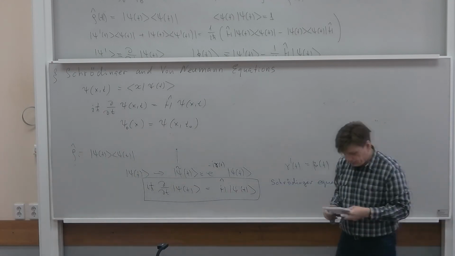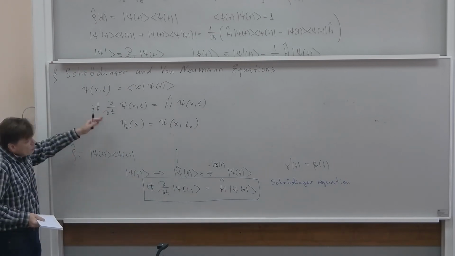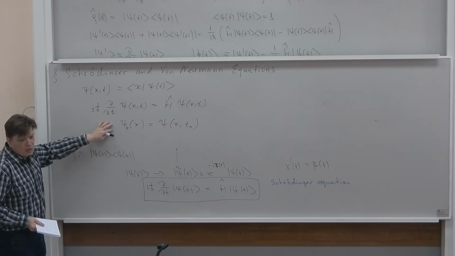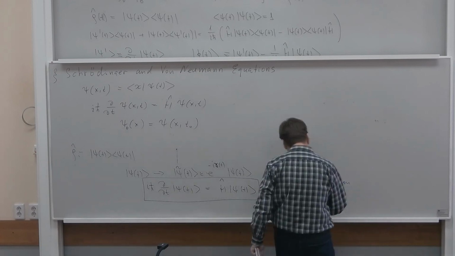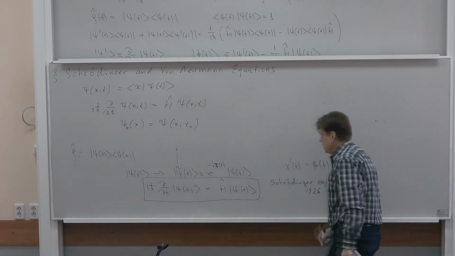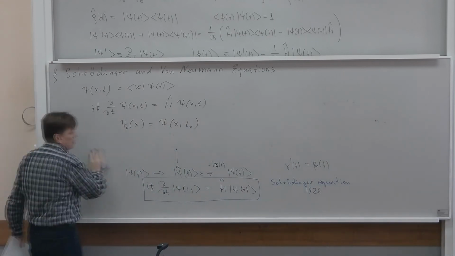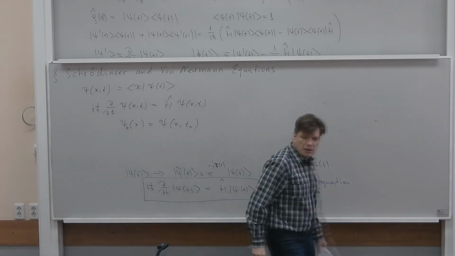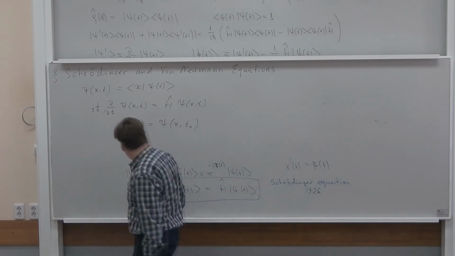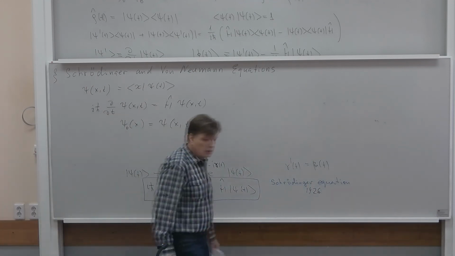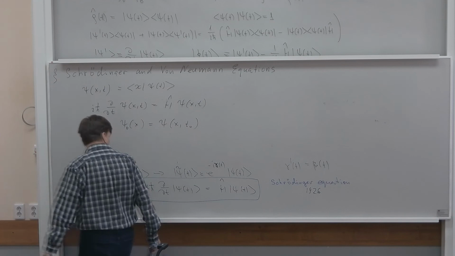Actually, this is the form in which this equation was proposed by Erwin Schrodinger in 1926. He worked in the coordinate representation, so he wrote his equation for the wave function rather than the ket vector. This ket notation appeared later. It was invented by Dirac.